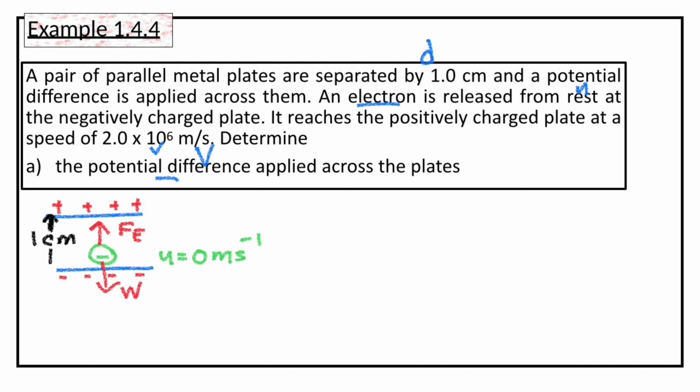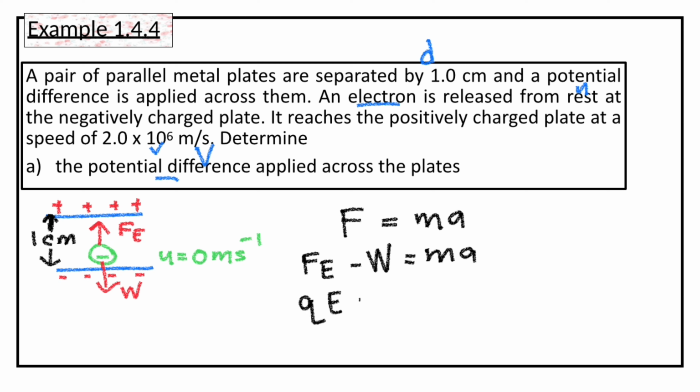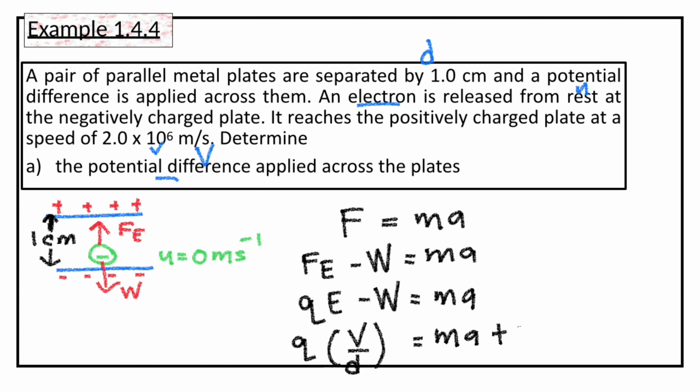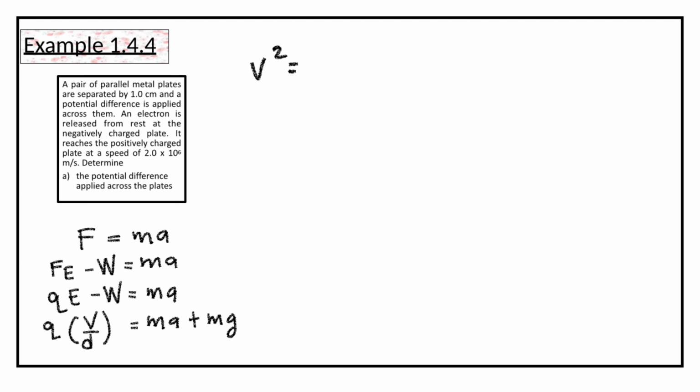If we draw a body diagram for the electron, we will have Fe upwards and W downwards. From Newton's second law, summation of F equals MA, Fe minus W equals MA. Substitute Fe with QE, and W with mg, E with V over d. To find V, we need to find the acceleration first. So how to find the acceleration?